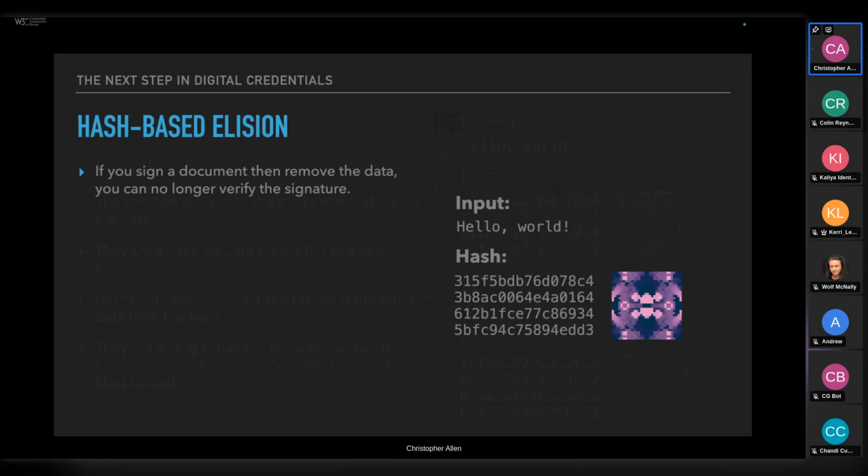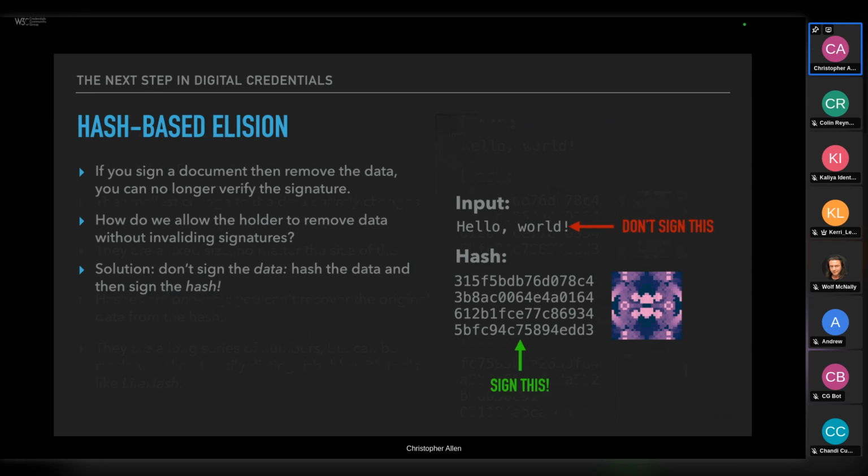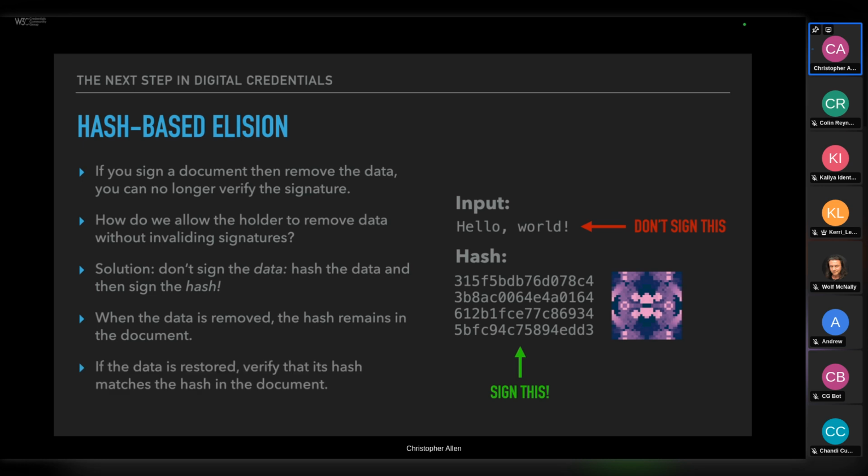So what is hash-based elision? Right now, when you sign a document and then you remove the data, you can no longer verify the signatures. So you're stuck without the data. How do we allow the holder to remove the data without invalidating the signatures? Instead of signing the input, we're basically signing the hash. You could say it's pretty obvious because that's technically what's happening under the scenes, but we're making this even more explicit and designing it into the system. The key thing is that when the data is removed, the hash remains in the document. When the data is restored, you can verify that the data's hash matches the hash in the document.